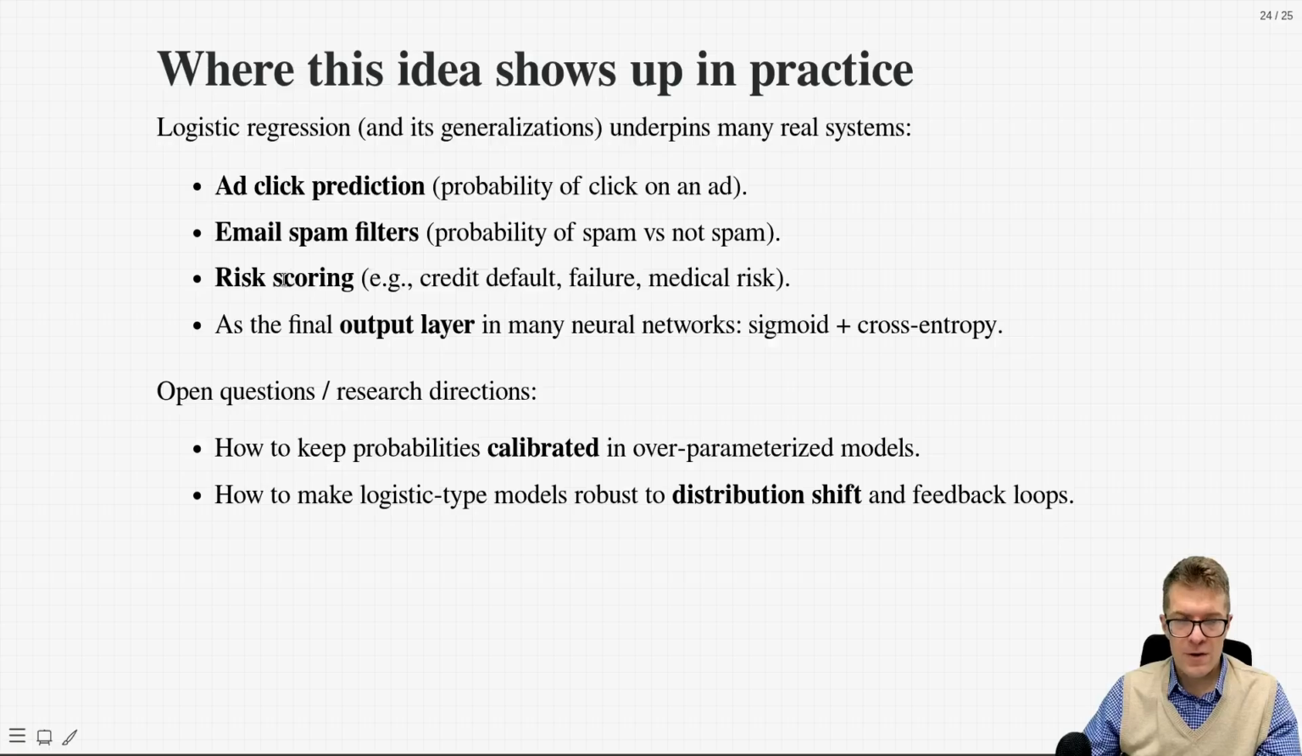Logistic regression often is a very good baseline that is often very hard to beat, especially if the data are appropriate for that kind of learning.